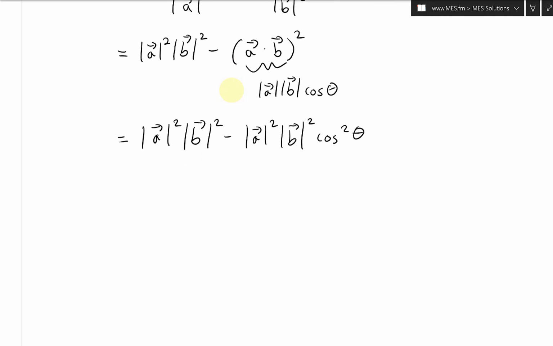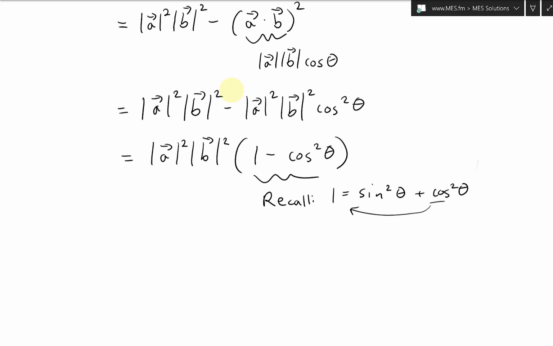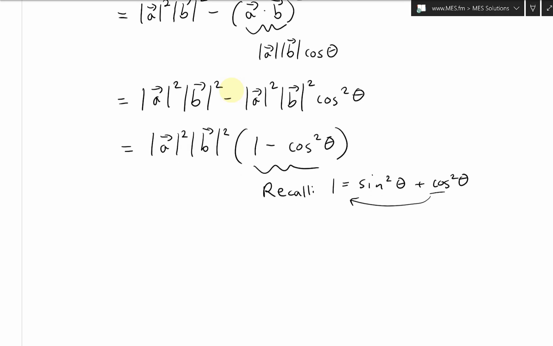And now what we can do is factor out this length of a squared, length of b squared. Then what remains is 1 minus cosine squared theta. Again, recall the Pythagorean trigonometric identity: 1 equals sine squared theta plus cosine squared theta. Move this over to this side, and 1 minus cosine squared theta equals sine squared theta.